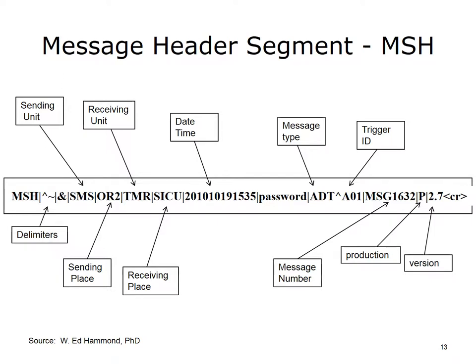The other components are the sending unit and sending place, the receiving unit and receiving place, the date time following the date time data type standard, 4-digit year, 2-digit month, 2-digit day, 2-digit hour, 2-digit minute. Next, a password is included, then the message type and trigger event as a component, the message number, the P indicating a production message in contrast to a test message, and finally an indication this is version 2.7. The carriage return terminates the message. Note the use of the filter bar to separate the data fields and the up arrow to separate the components.